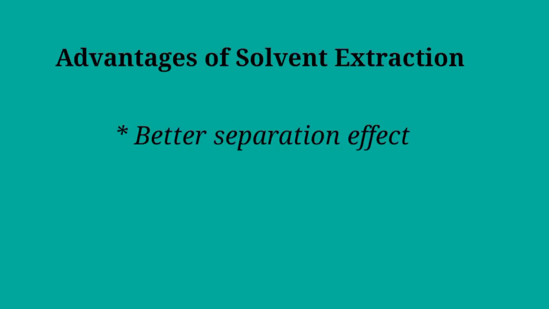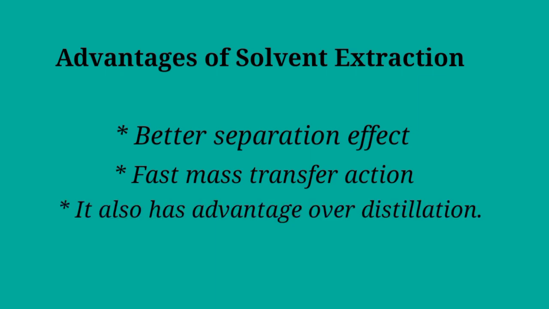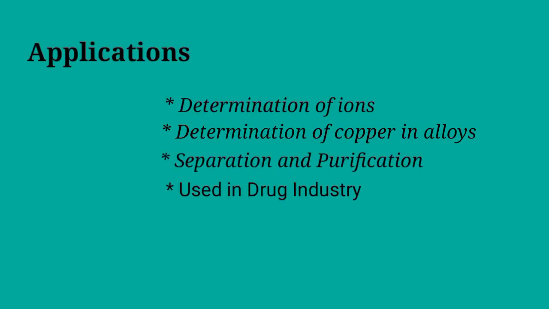If we compare solvent extraction with other separation methods, we can find that solvent extraction gives us a better separation effect than chemical precipitation and a faster mass transfer than that of the ion exchange method. It also has advantages over distillation, such as lower energy consumption, large production capacity, fast action, and easy and continuous operation. Applications of solvent extraction. It is used for determination of ions. It is used for determination of copper in alloys. It is used for separation and purification of organic compounds. It is used in the drug industry by analytical chemists, biochemists, and pharmacists.